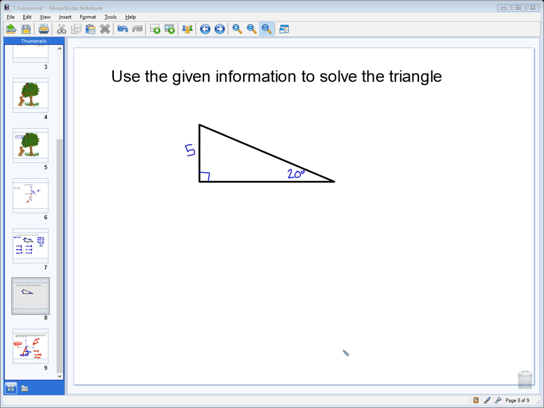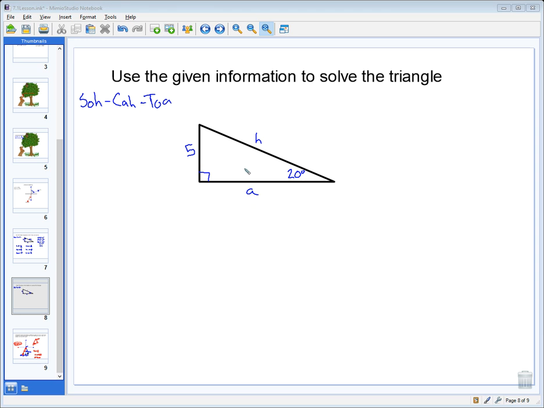And then here's the last example of the day. Use the given information to solve the triangle. So we have an angle and we have an opposite side. So using SOHCAHTOA again, we would then want to solve for the hypotenuse and the adjacent side. So I'm just going to label them H and A.